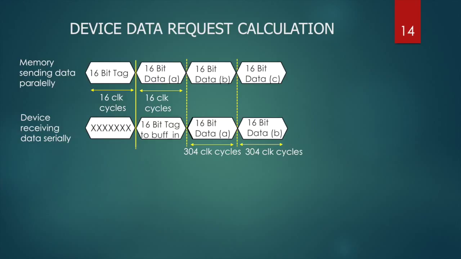When device makes a request for data, memory loads 16-bit tag in and it takes 16 cycles to do that, and memory parallelly loads data to the memory buffer in 16 clock cycles. From memory buffer to the device, data is sent serially and that takes 304 clock cycles.